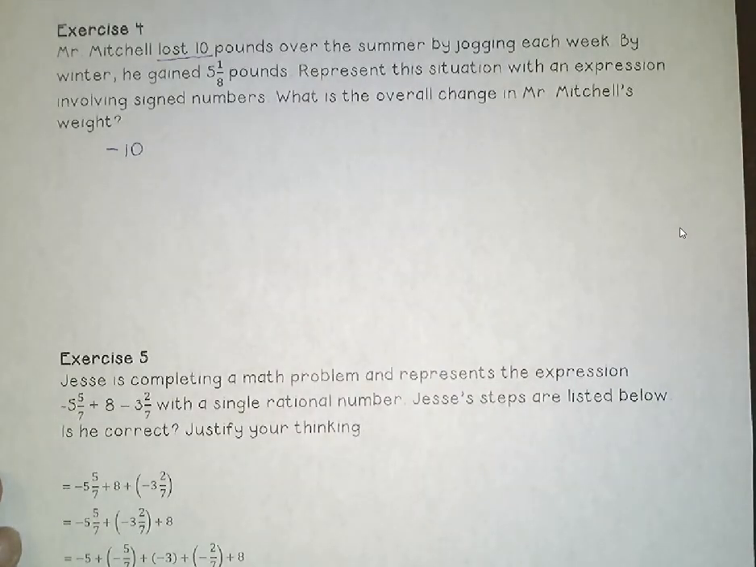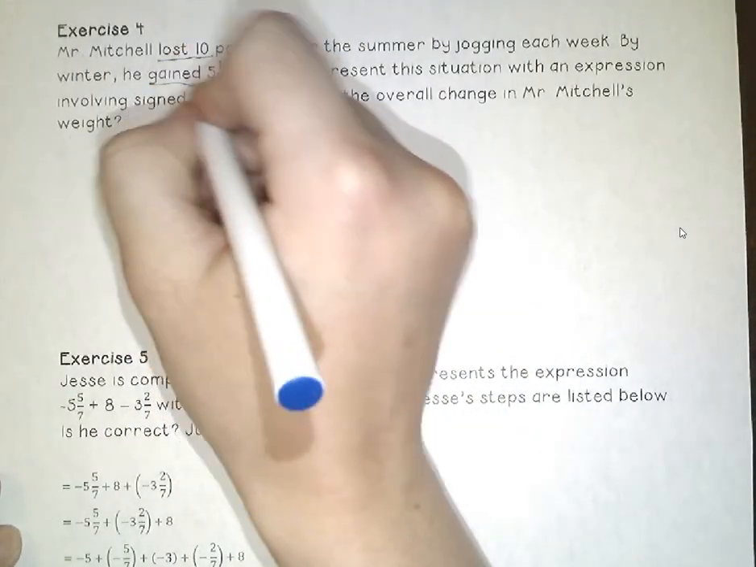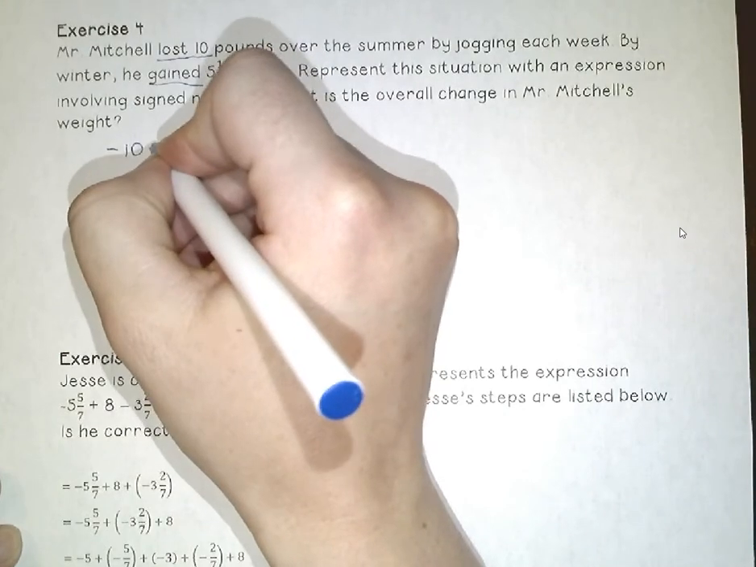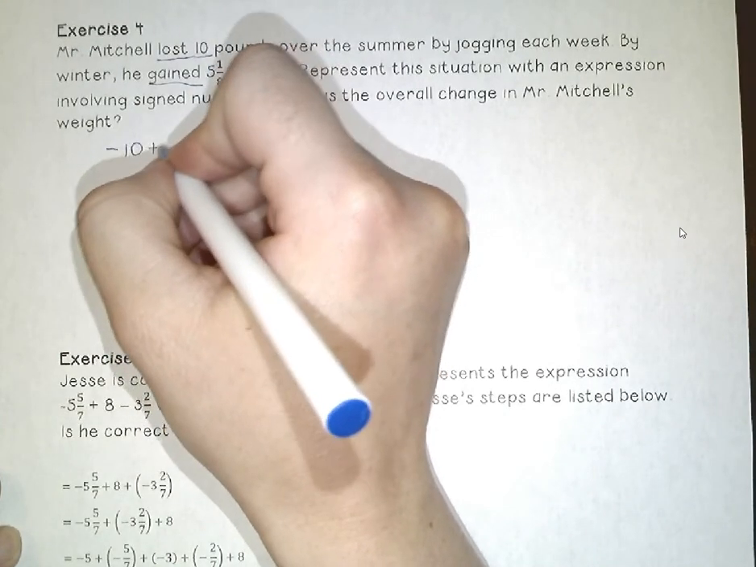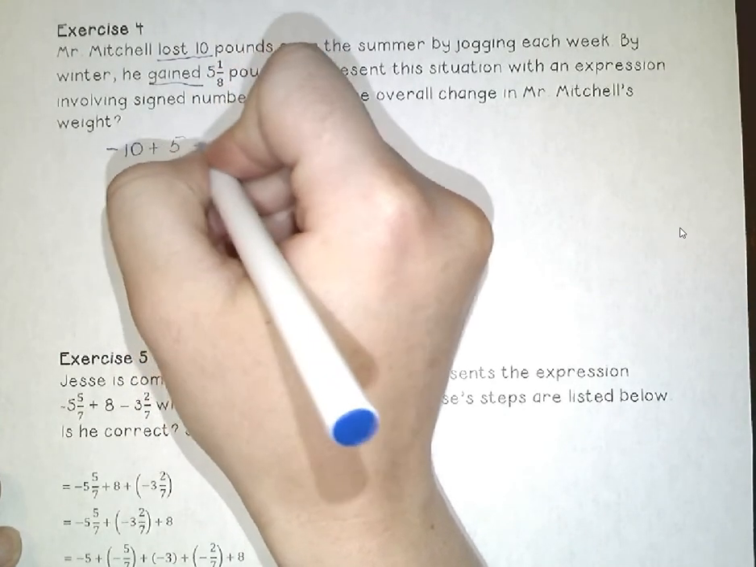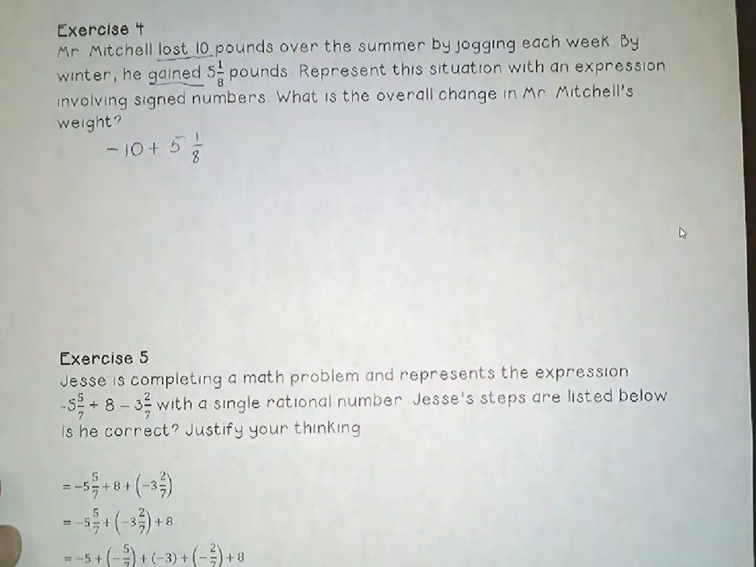By winter, he gained 5 and 1/8 pounds. Gaining is a positive number, right? Positive plus 5 and 1/8. Now we need to represent the situation with an expression involving signed numbers.